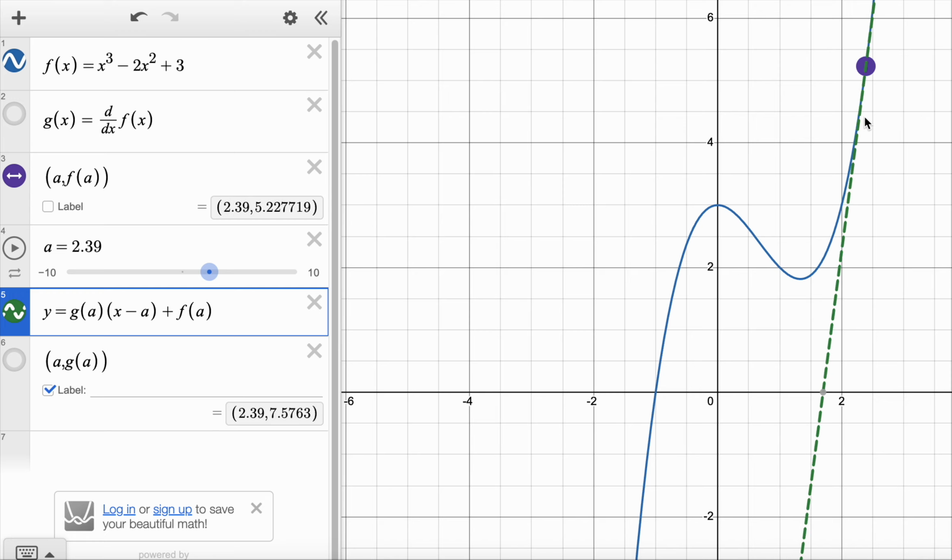So that's what the derivative is. It's the slope of the tangent line at a point, or how fast the y values are going up or down, or how fast a graph is going up or down. That's what the derivative is telling you.